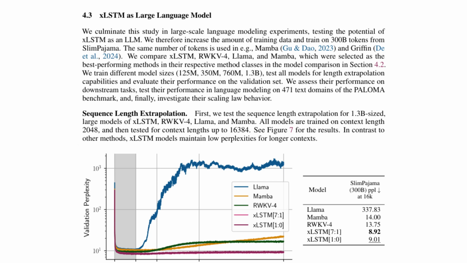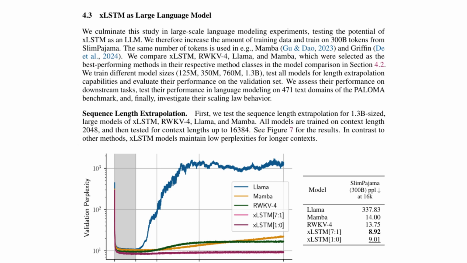We train different model sizes: 125 million, 350 million, 760 million, and 1.3 billion. We test all models for length extrapolation capabilities and evaluate their performance on the validation set. We assess their performance on downstream tasks, test their performance in language modeling on 471 text domains of the Paloma benchmark, and finally investigate their scaling law behavior.